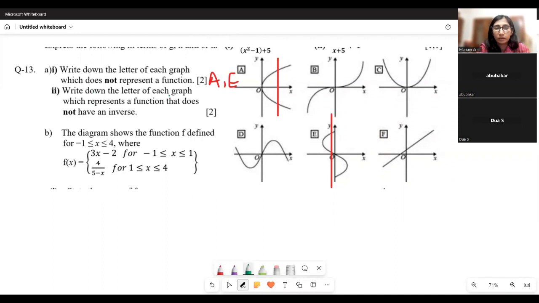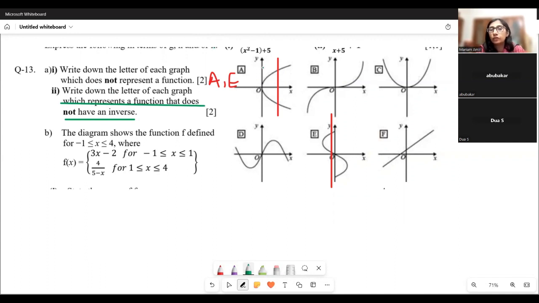Write down the letter of each graph which represents a function that does not have an inverse. How do we tell that a function has an inverse? Horizontal line test. Horizontal line test.